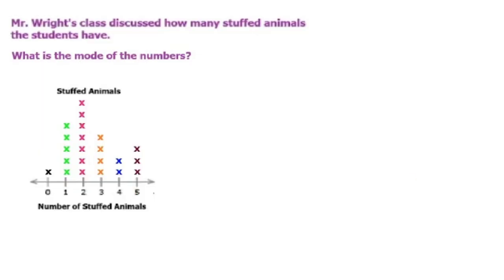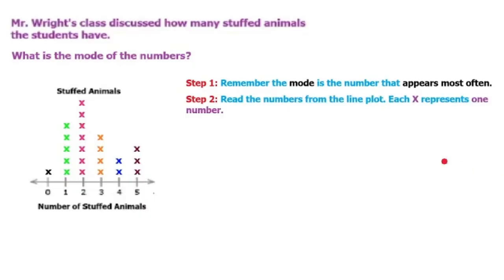Okay? So first step is to understand what is the mode. Remember, the mode is the number that appears most often, okay? So that's the mode. Step 2, read the numbers from the line plot. Each X represents one number. And I just kind of went through how to read it.